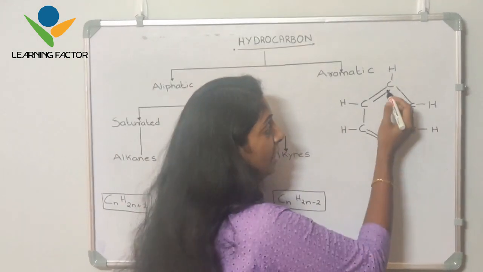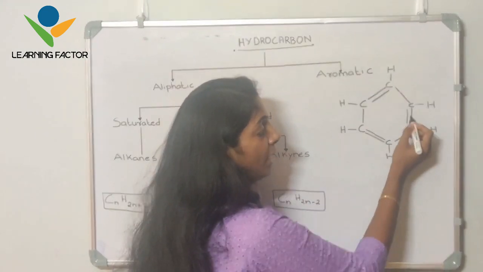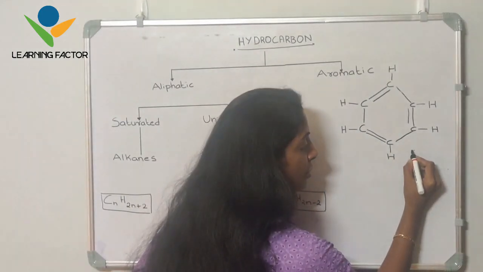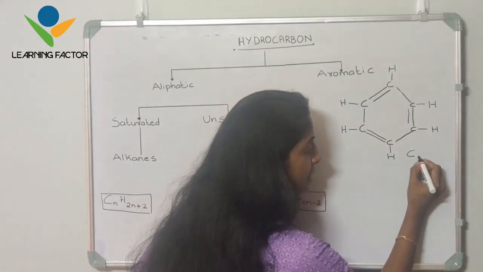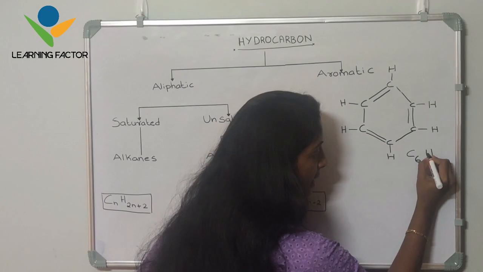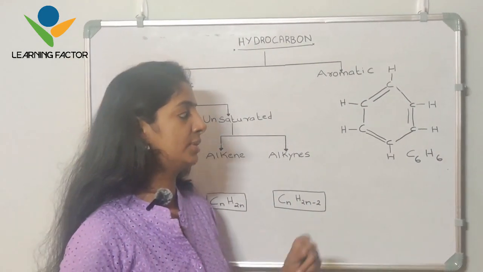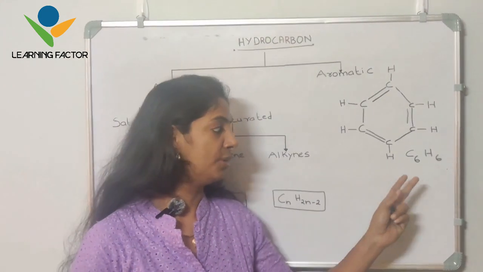So this is the structure of benzene, and what will be the formula? How many carbons are there? 1, 2, 3, 4, 5, 6. 6 carbons and 6 hydrogens. So the formula for benzene is C6H6.